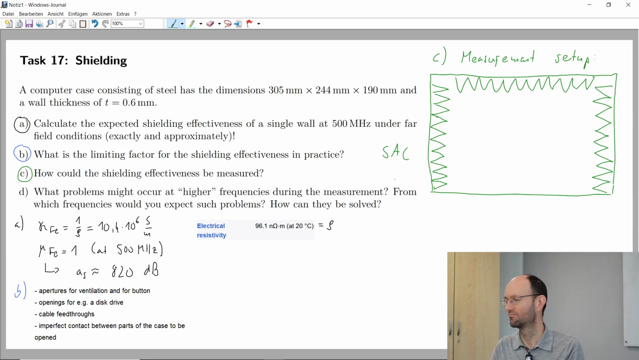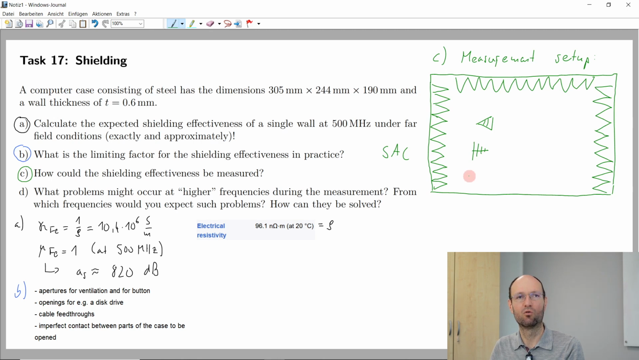We need to generate that disturbance signal. We need to generate some field on the outside. So we take some antenna, for example, and I will draw a logarithmic periodic dipole antenna that could be used for frequencies from a couple of 10 to 100 megahertz to some gigahertz. If we would go for higher frequencies, we could also use a horn antenna to generate the field. And I don't know if this is a nice schematic for a horn antenna, maybe.